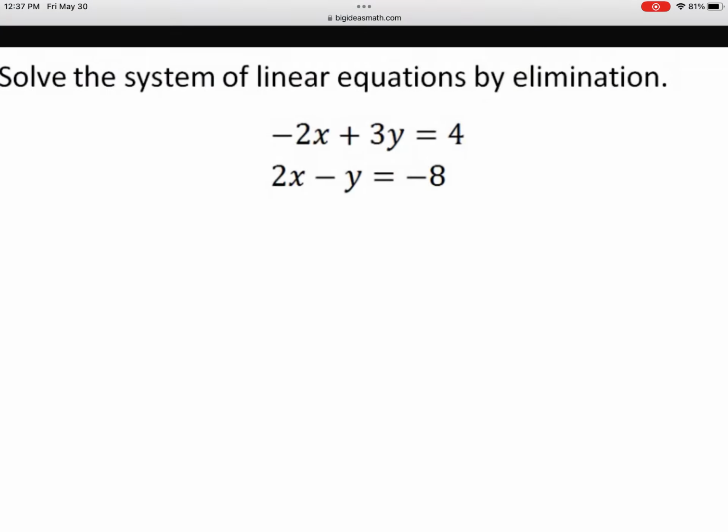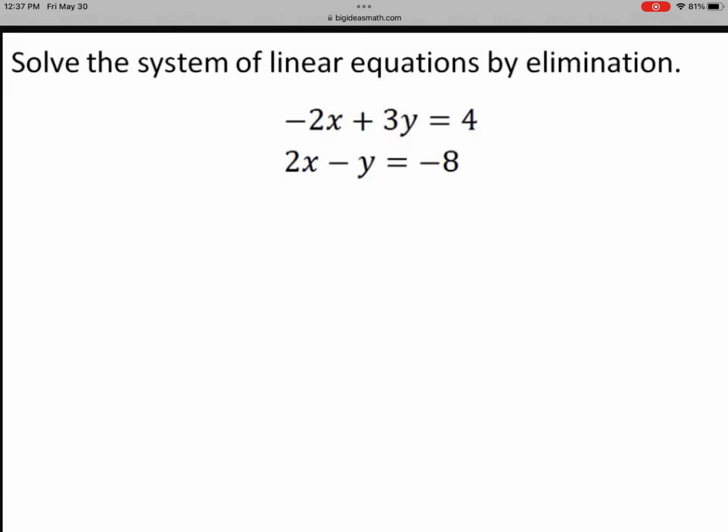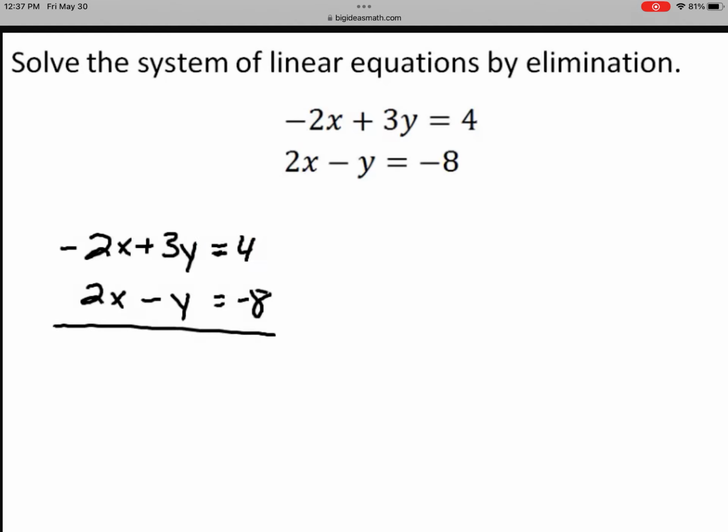Solve the system of linear equations by elimination. Negative 2x plus 3y equals 4 and 2x minus y equals negative 8. Because the coefficients of the x terms are already opposites, you do not need to multiply either equation by a constant, so begin by adding the equations.